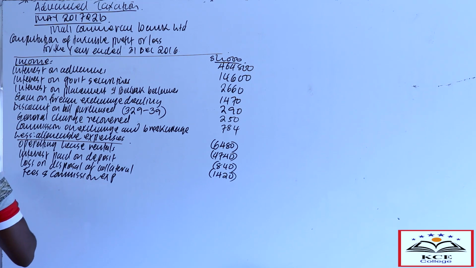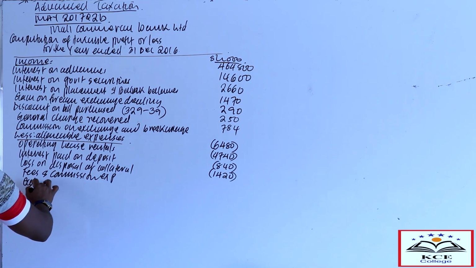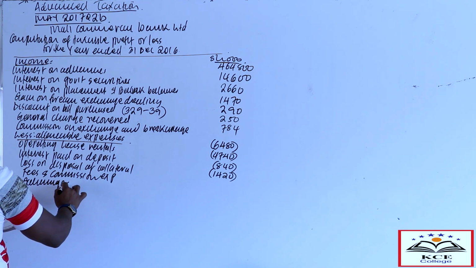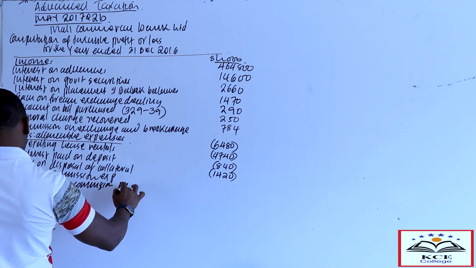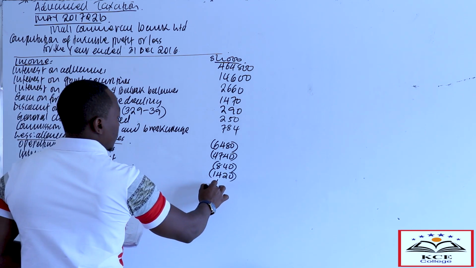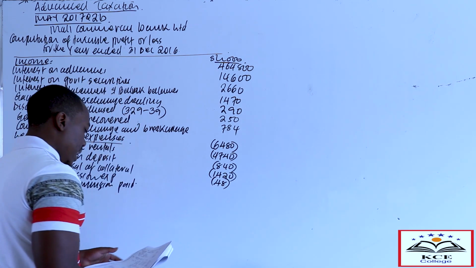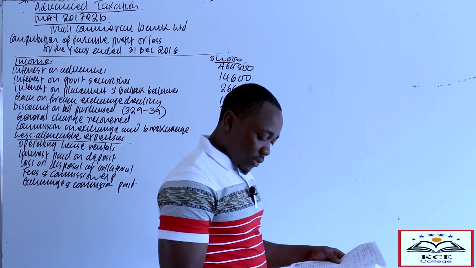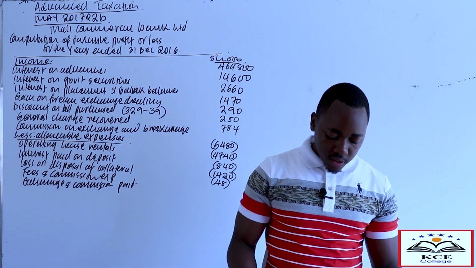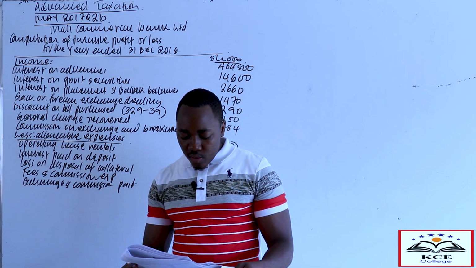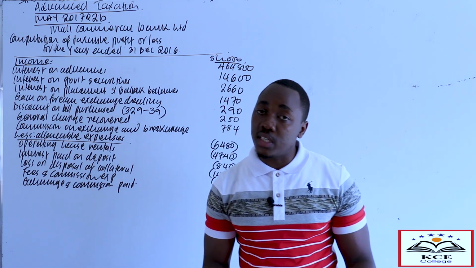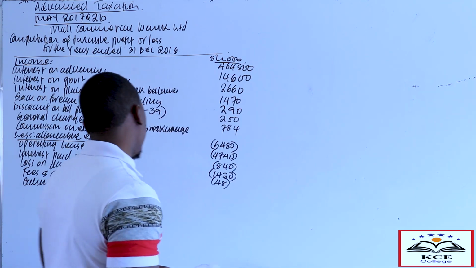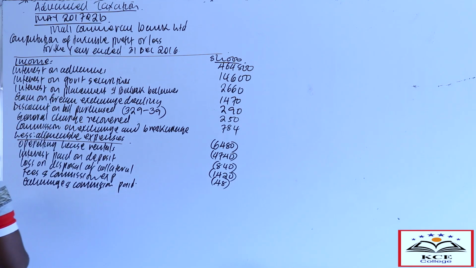Then you also have exchange and commission paid, an amount of 48. Let's go to note number 2. You're given in note number 2 that included in the transfer of statutory reserve is an amount paid for exchange and commission of 48. So that one becomes an allowable expense.